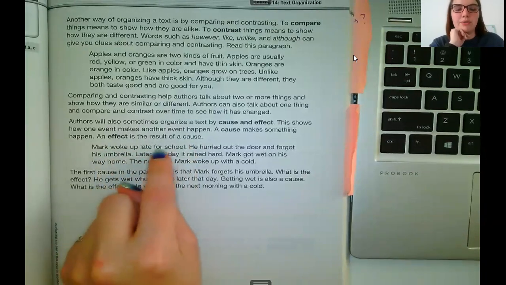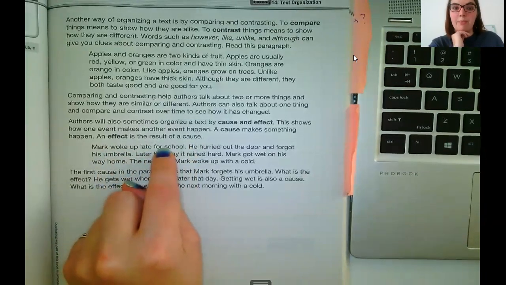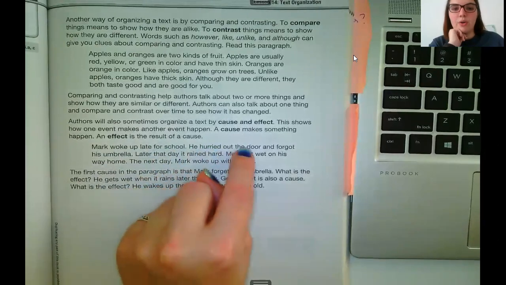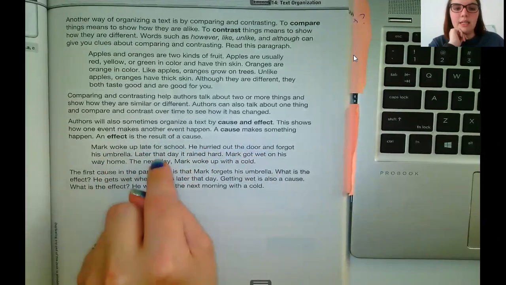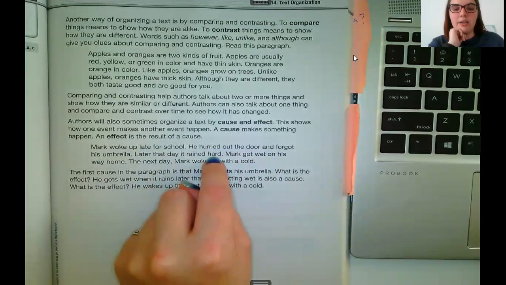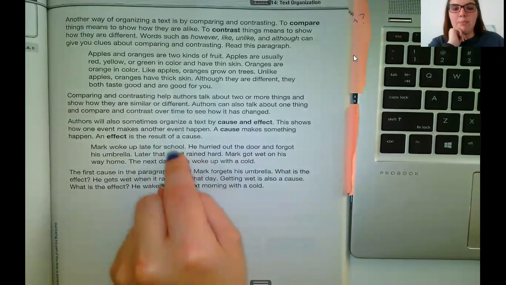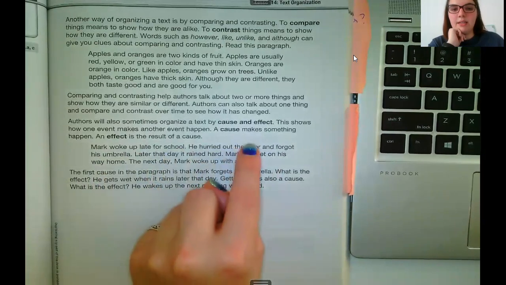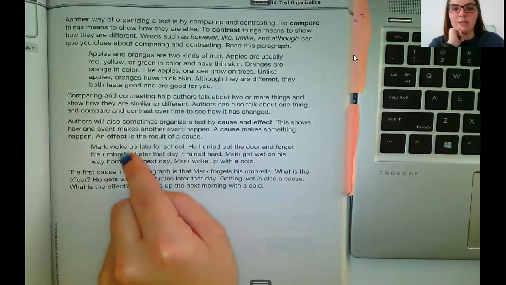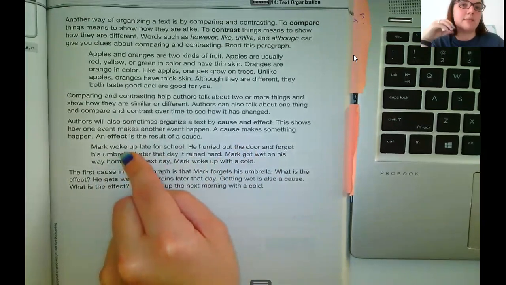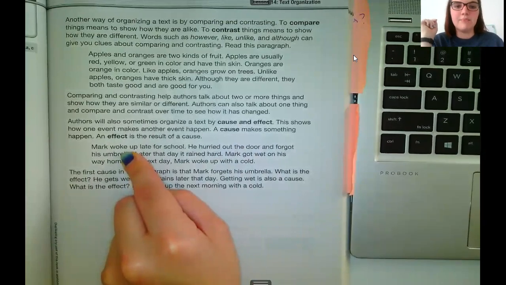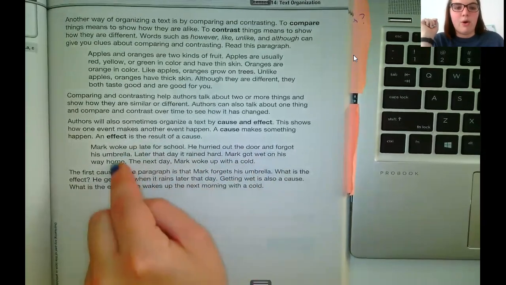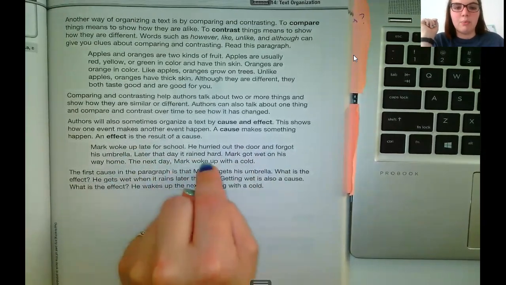Mark woke up late for school. That's what happened. He woke up late. He hurried out the door and forgot his umbrella. Later that day, it rained hard. So because he woke up late, he forgot his umbrella because he was in a hurry. You hear me saying because, that tells you cause and effect. Mark got wet on his way home. The next day, Mark woke up with a cold.